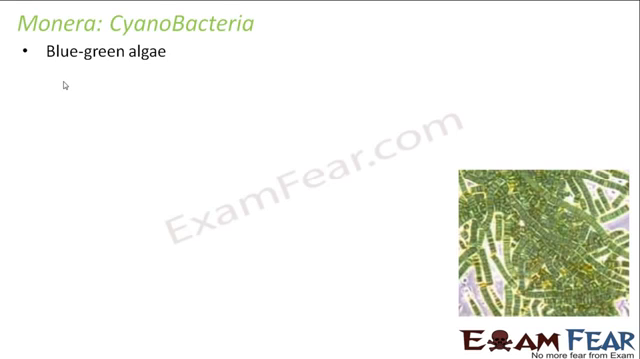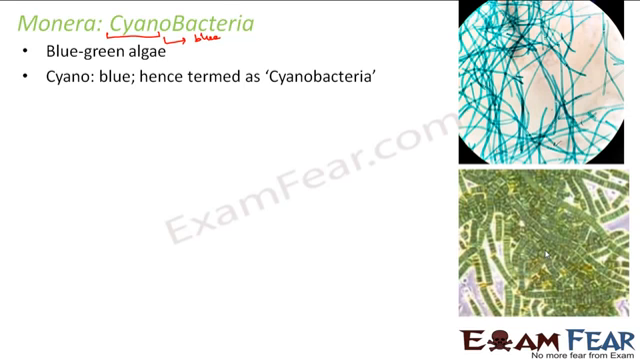In fact, you will be surprised to know that these different types of algae fall under different kingdoms. Only the blue-green algae fall under the monera kingdom, whereas the green algae fall under the plantae kingdom, whereas the red algae and the brown algae again fall under a different kingdom. Even though they are all algae, they do not share the same basic characteristics. So in monera, we are talking about the blue-green algae. These blue-green algae are also known as cyanobacteria. Why so? Because the word cyano means blue. Because of the color of these algae, they are known as cyanobacteria. Cyano means blue, hence termed cyanobacteria. You can see the color of these algae here. Sometimes it looks blue, sometimes it looks green.